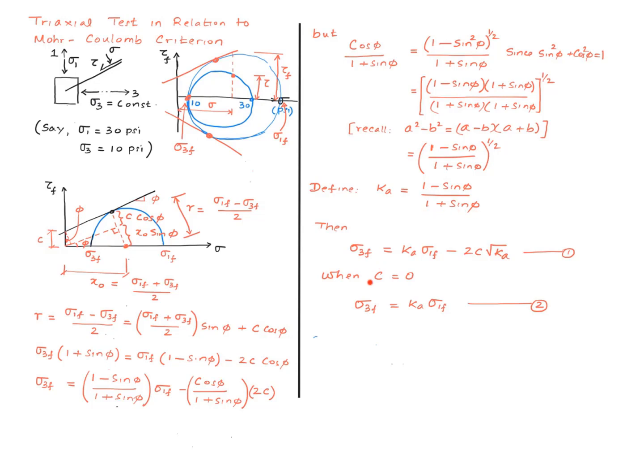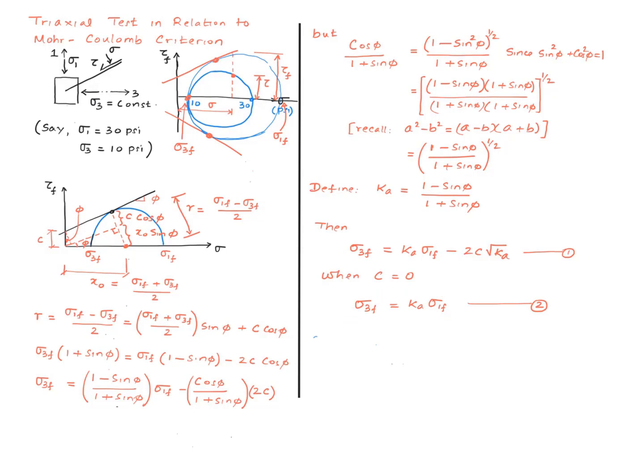When cohesion is 0, like in sands or normally consolidated clays, then sigma 1f and sigma 3f are related by this equation right here. So if I have a sandy material, all I need is just one test. I will take it all the way to failure and determine the values of sigma 3f and sigma 1f. Then from this equation I can evaluate my friction angle phi.